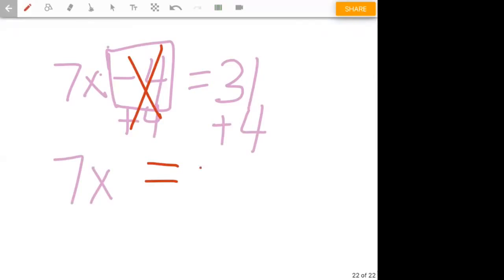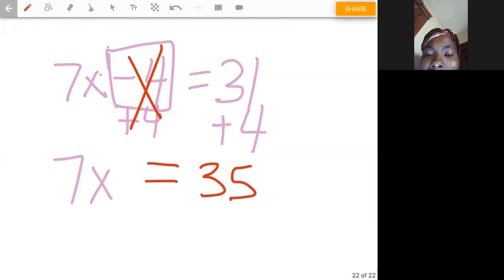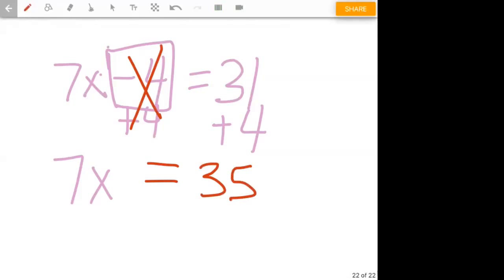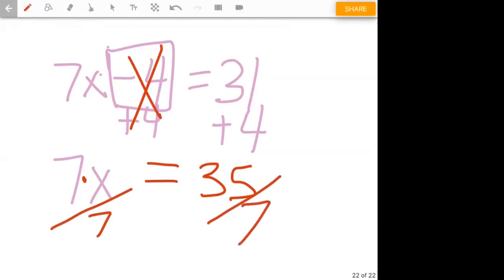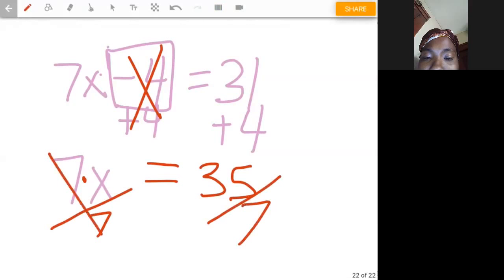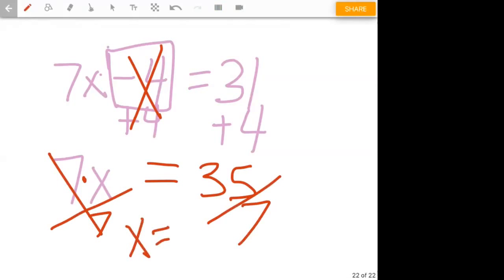31 plus 4 is 35. And now we have 7x equals 35. We want the 7 out of there. So the opposite of multiply is divide. Divide by 7. Whatever we do on one side, we got to do on the other. 7 divided by 7 is 1. So basically those cancel out. And then 35 divided by 7 is 5.